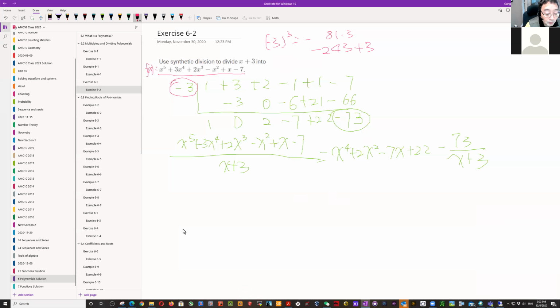But if I evaluate the remainder, it has relatively small numbers. If you do synthetic division, you can evaluate this function with much smaller numbers, and the result is negative 73. And negative 73, we can use a calculator to verify.